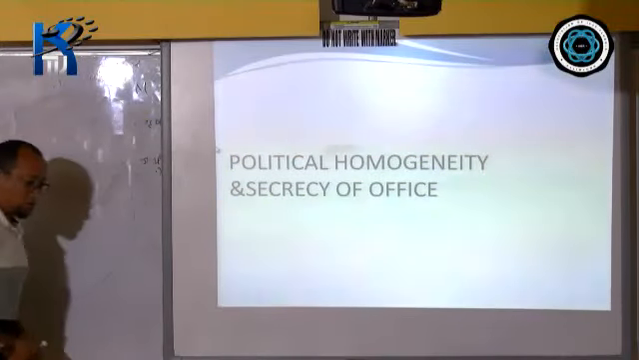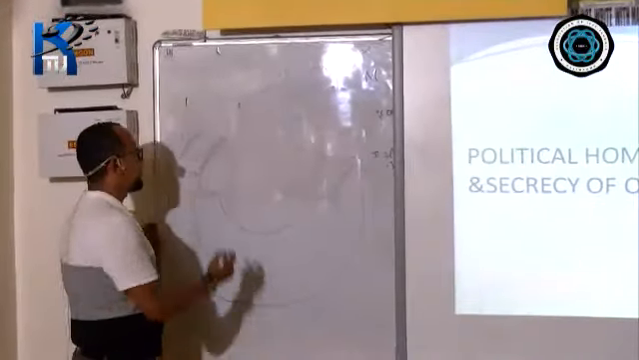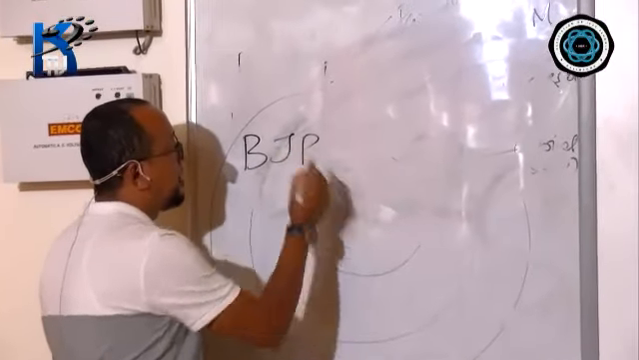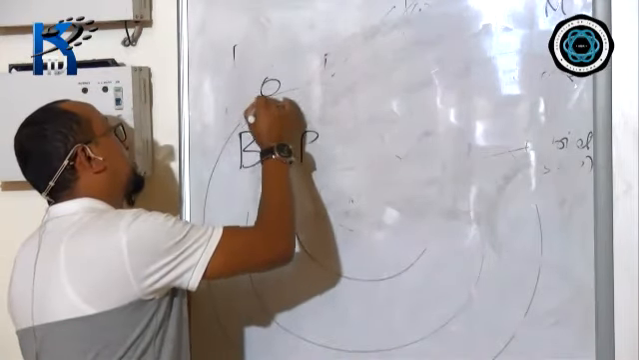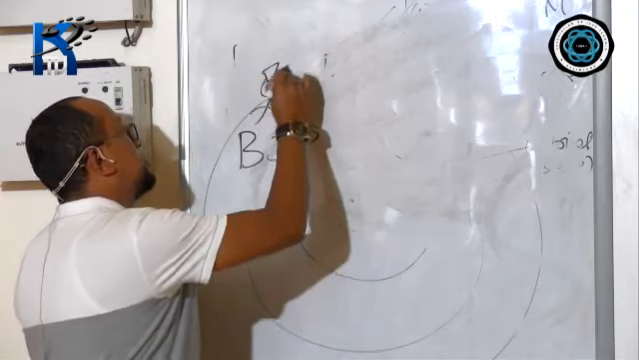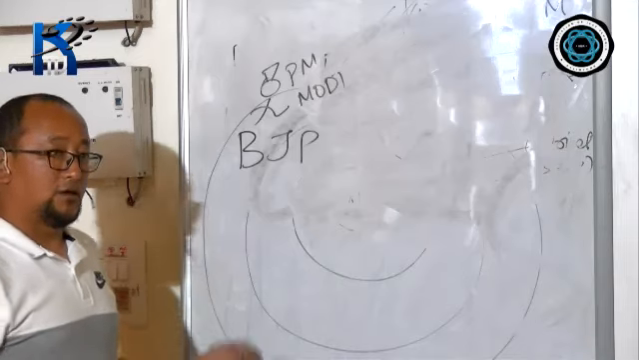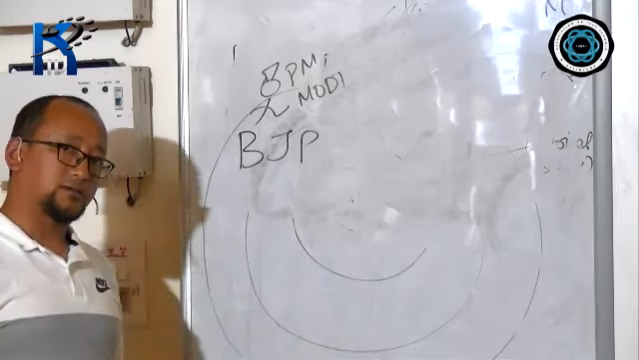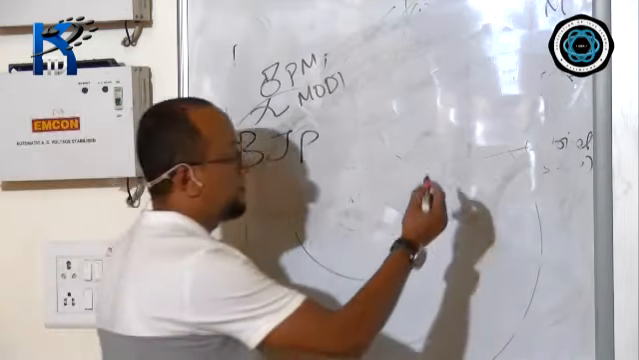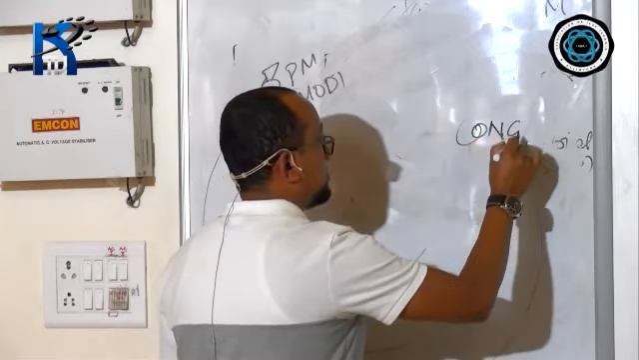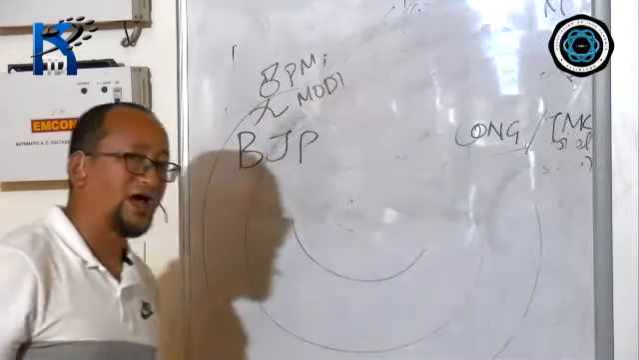If I may ask you, at present, which party is ruling India? I'm sure all of you would say BJP, or Bharatiya Janata Party, right? And who is the Prime Minister? The Prime Minister would be PM Modi, right? Now, which is the party which has every time been opposing BJP? I'm sure all of you would say the Congress, or it could be TMC or whatever. Just to have an idea here.